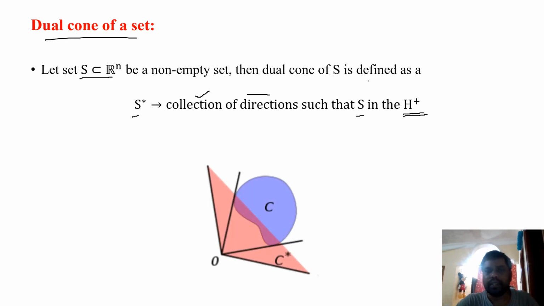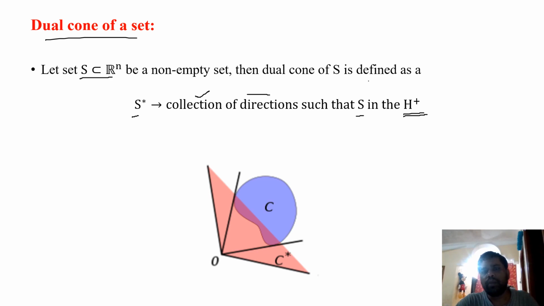Here I have given one picture. If you take C as a given set, you can see that C is a non-convex set. C may be any kind of set, whether convex or non-convex, there is no issue. But the resultant dual cone would always be a convex cone.